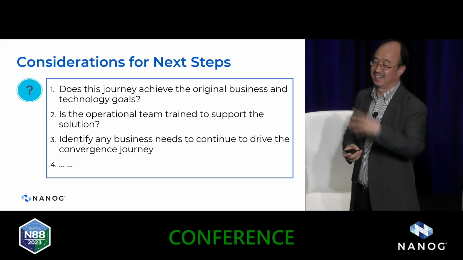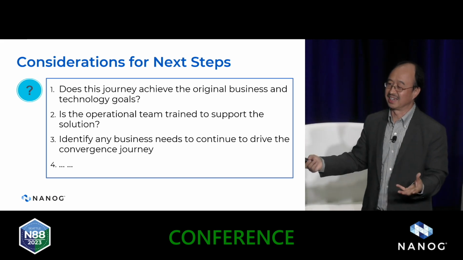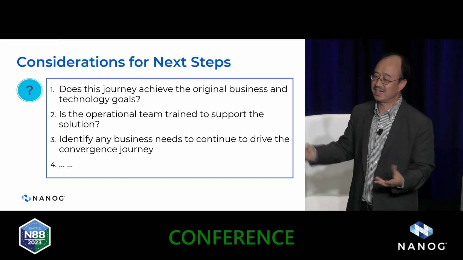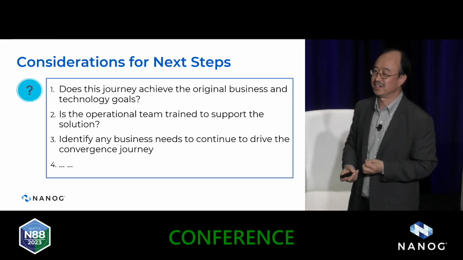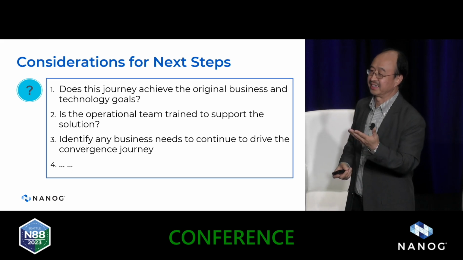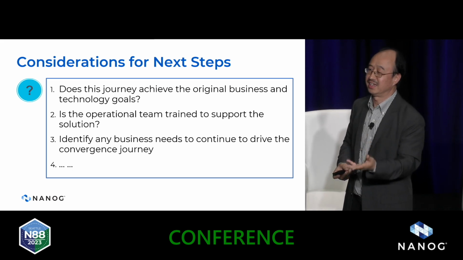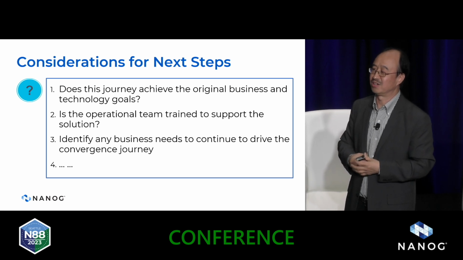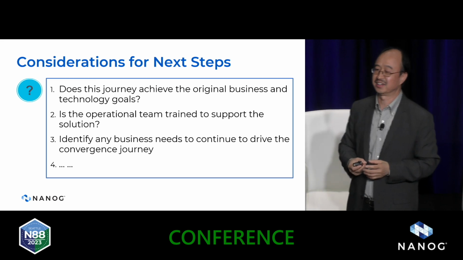And then, is the optical team or IP team or converged team ready to support in production? Are there any gaps that we need to address? Any tooling gaps and organizational gaps, training needs, even moving people around or creating new job roles? That's probably another thing that you can think about.